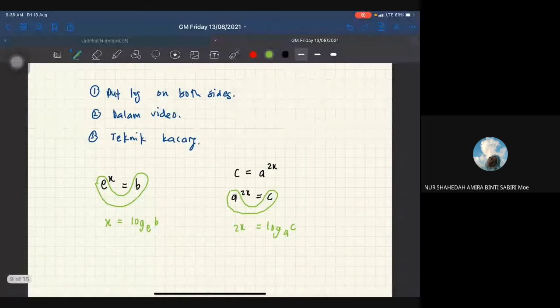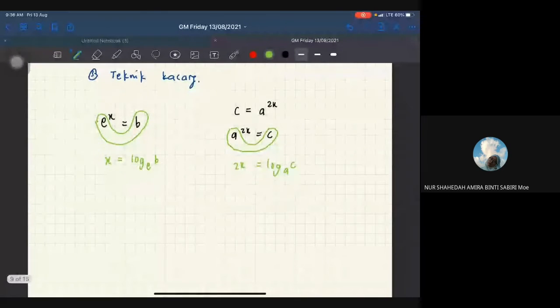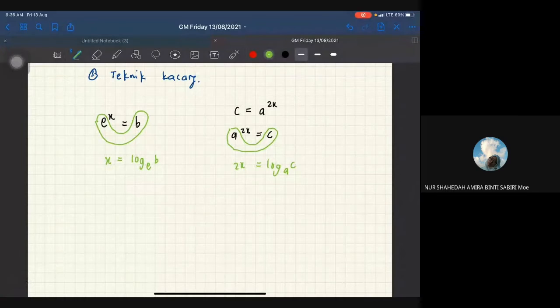Boleh, Miss. Dia sama juga kalau daripada log, awak nak tukar dia kepada index. Let's say you have log base e b equal to x. Kalau daripada log nak tukar kepada index, log mesti berada di belah kanan. Baru awak boleh guna kacang. Kita kacangkan dia macam ni. Yang tinggal adalah b. Base akan tetap menjadi base, tak power ke atas. Sama je dengan yang atas tadi tu.